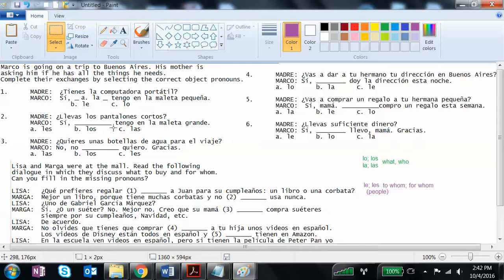Okay. Llevas los pantalones cortos. Okay, so here we have our subject is you. Our verb is llevar. What is being worn are shorts. There is no indirect. So los pantalones cortos would be replaced with los. We're looking at direct objects.